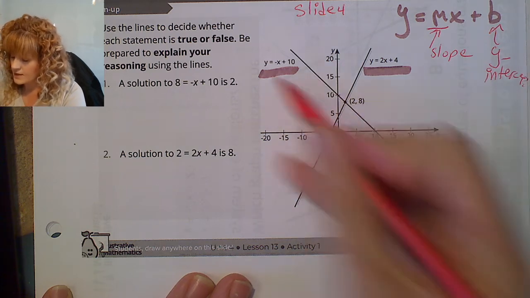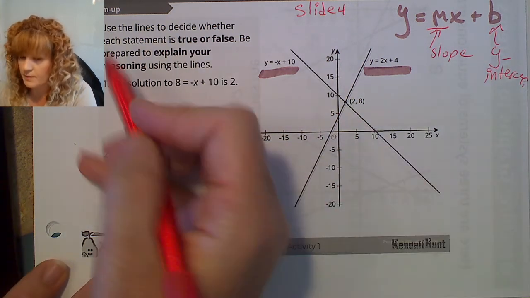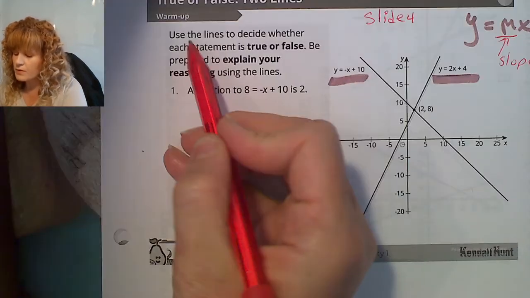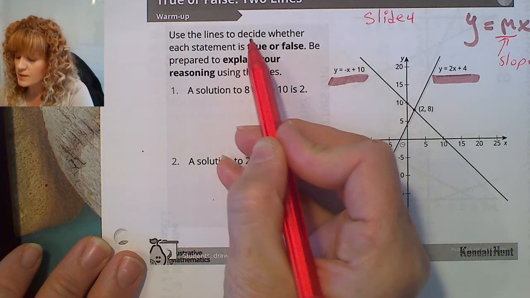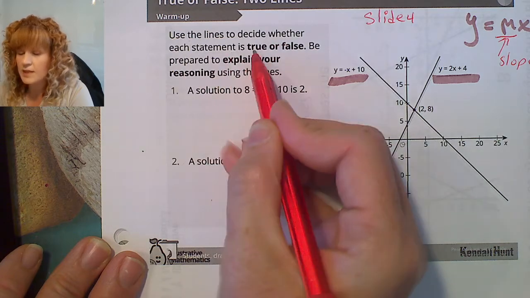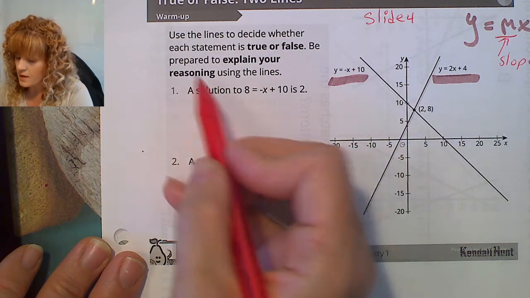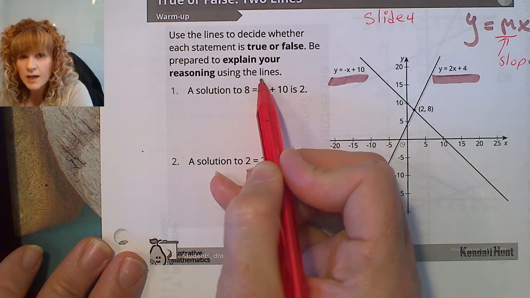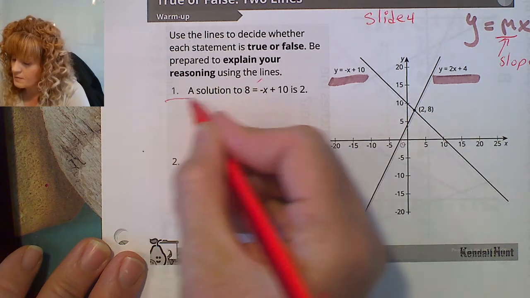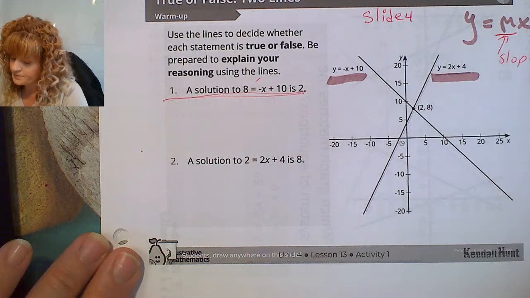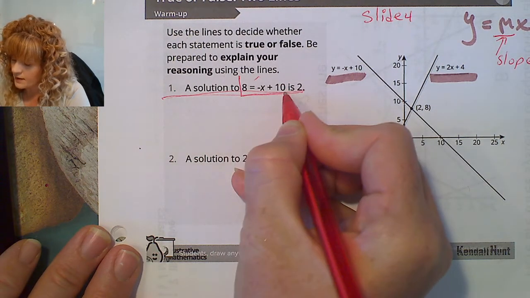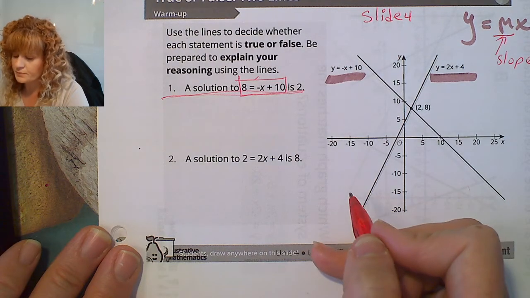Anyway, looking at these two lines, read the directions. Always read the directions carefully. Use the lines to decide whether each statement is true or false. Be prepared to explain your reasoning using the lines. Okay, statement number 1, is it true or false? A solution to 8 equals negative x plus 10 is 2.